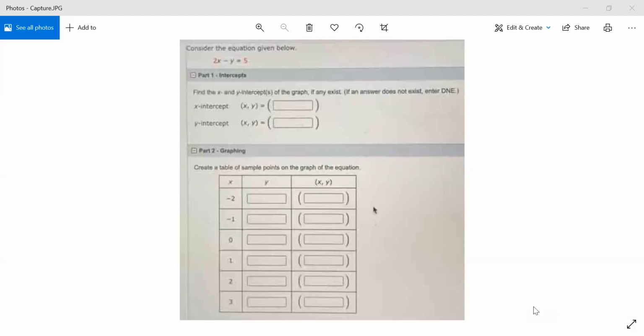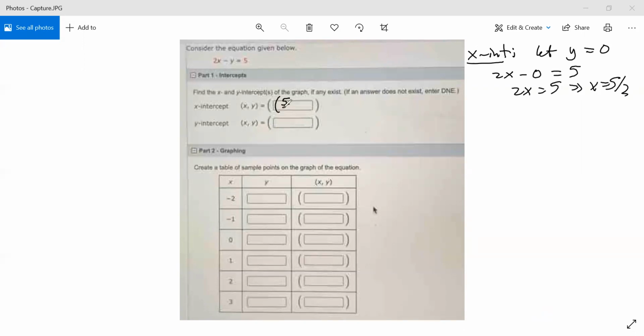Okay, so to find intercepts of this equation, first, x-intercept means you're making y 0, so you're going to let y be 0, right? And then you're plugging 0 into the y. So 2x minus 0 equals 5, then 2x equals 5, and x equals 5 over 2. So then your x-intercept is going to be, I'm going to write it here, 5 over 2 comma 0, right? Because the y was 0.